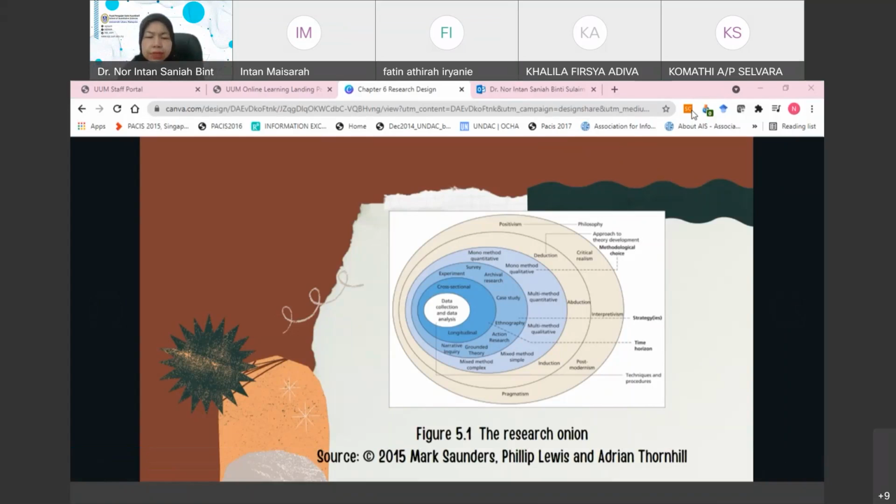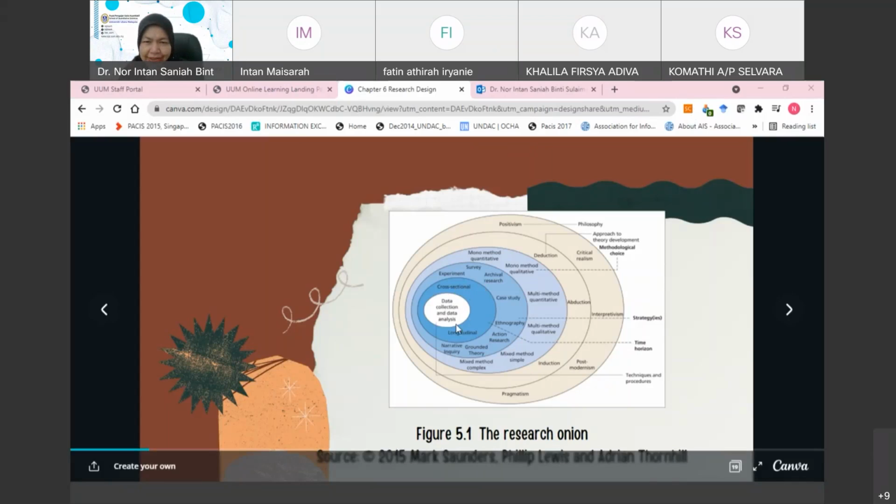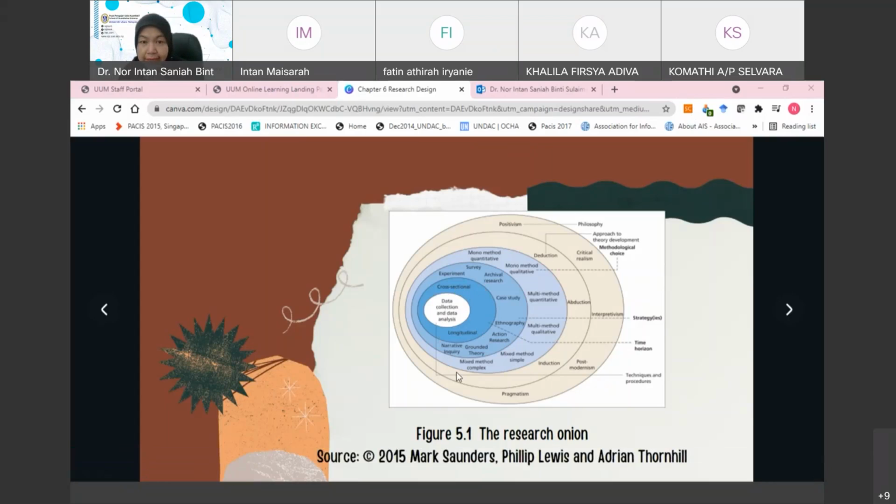reputable ones. If you see from Saunders' book here, you can see the gist, the core, the most important being data collection. This one is the data collection techniques. And this one is the time horizon, cross-sectional or longitudinal. Don't worry, we will not look at this too much or in too much detail. Just now I want to introduce the explanation, layer by layer.